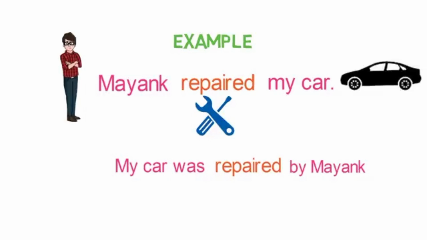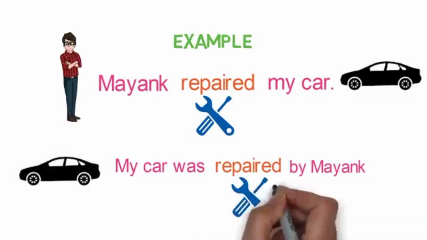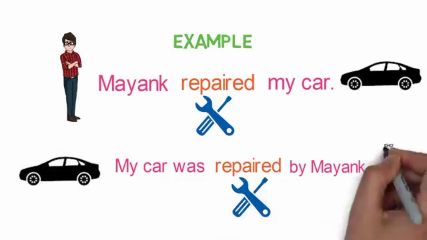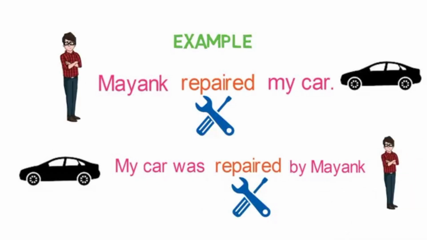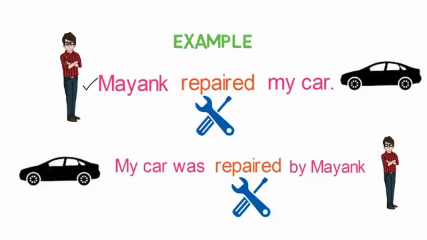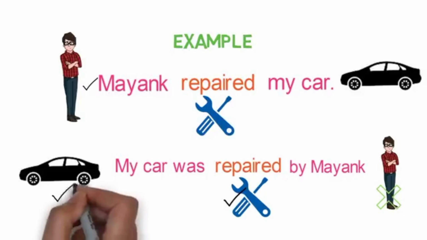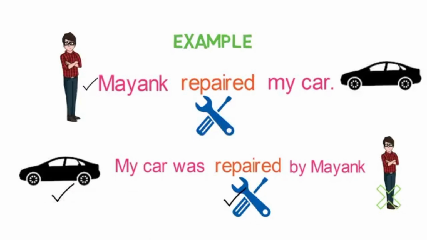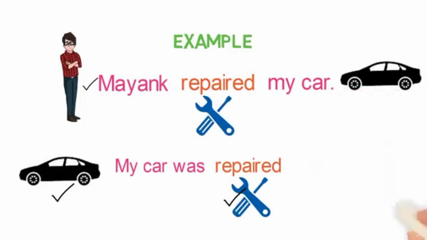In the second sentence, we are giving more importance to the object car and the action performed by the subject rather than the subject itself. Now, we generally use active voice only, but there are two reasons for using passive voice. If you want to give less importance to the subject and focus more on action and the receiver of action. And second is, if you don't know the subject at all.